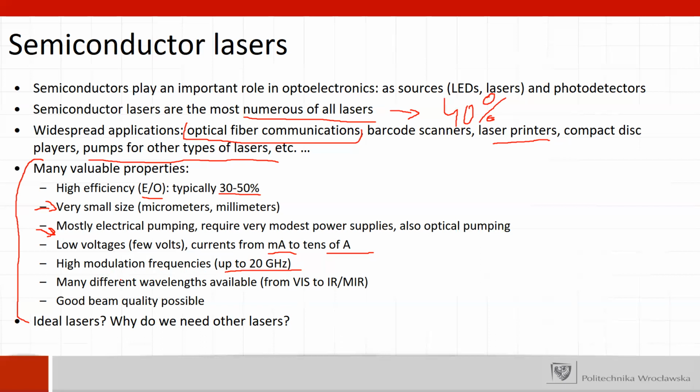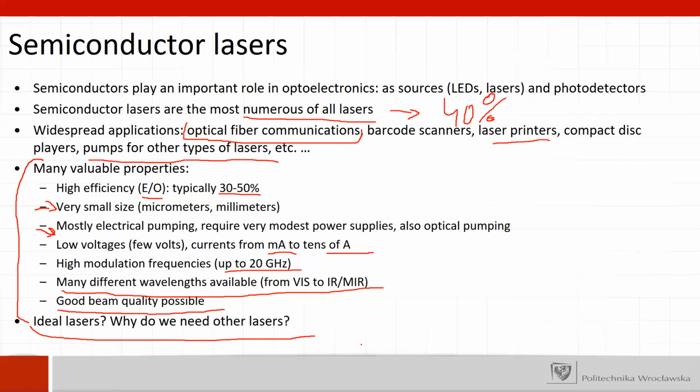And they also cover a very broad range of optical frequencies. So from the visible to the infrared. Maybe it's a little bit worse in the UV, but anyway, if we want to have a visible or infrared laser, then it's quite easy from the semiconductor. And they can also provide a very good beam quality, so something which is close to the TEM00. So from this image here, you can see that they are basically ideal lasers. So why do we need other types of lasers if semiconductor lasers are so beautiful and great?